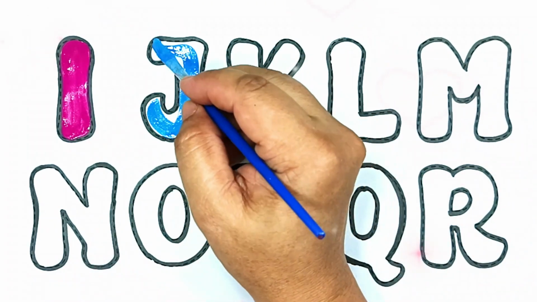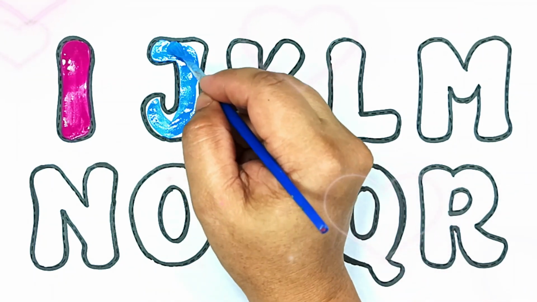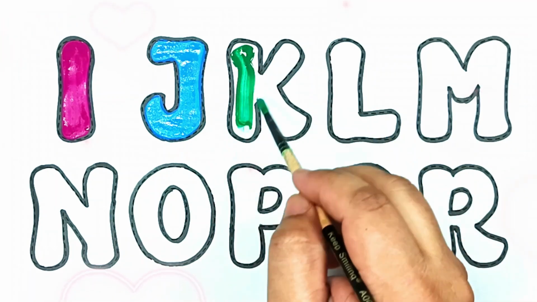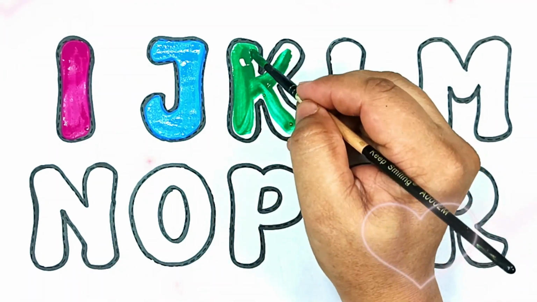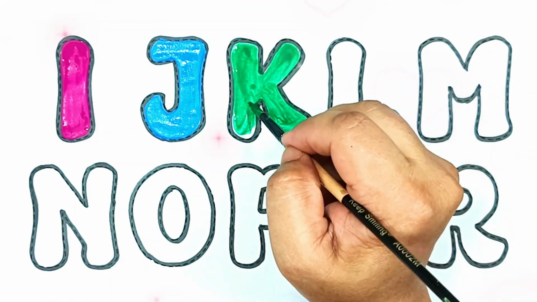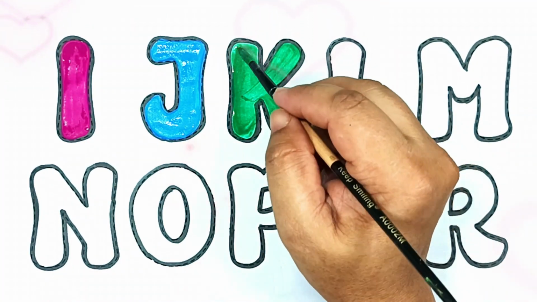J for jam. J for juice. J is for jam, you eat with your tea. K for kangaroo. K for key. K for koala, he's cute and he's brown.